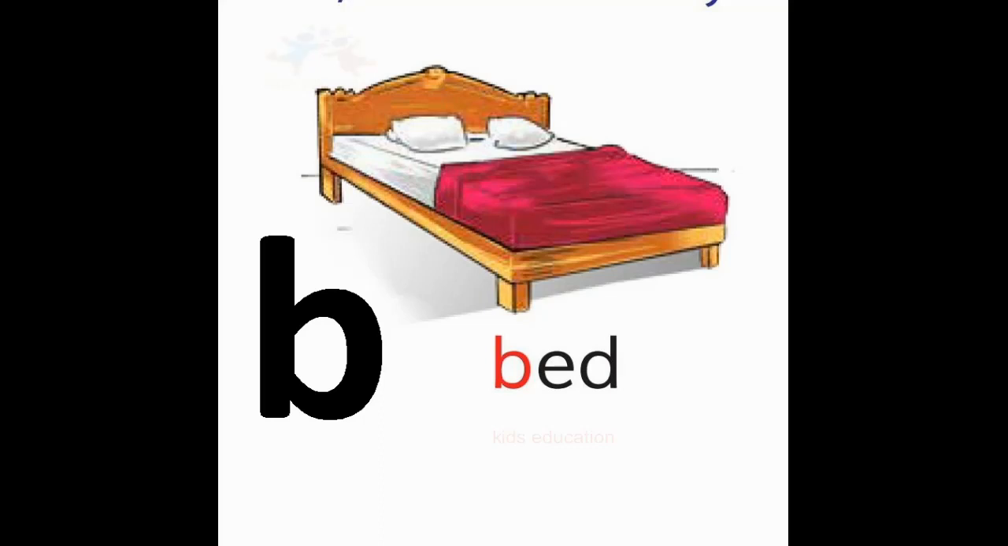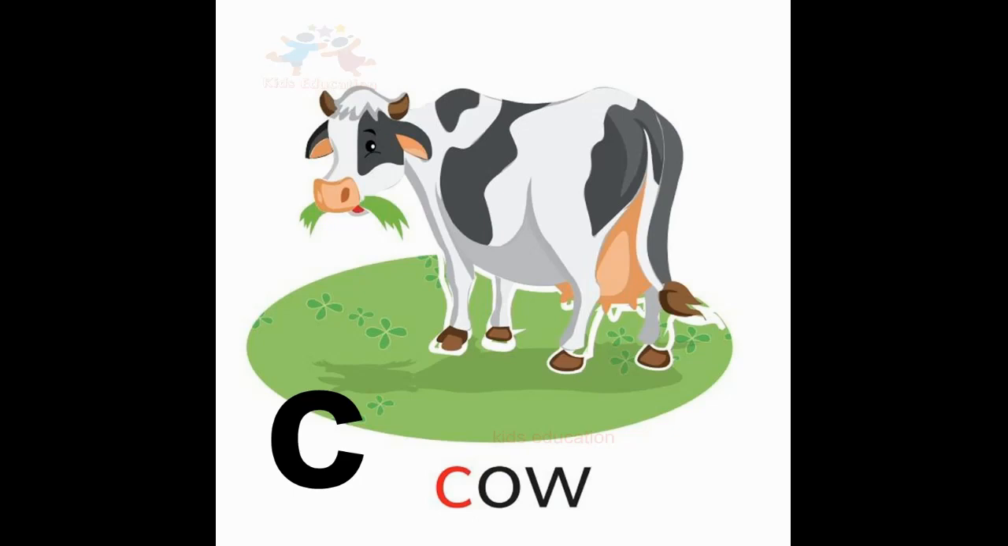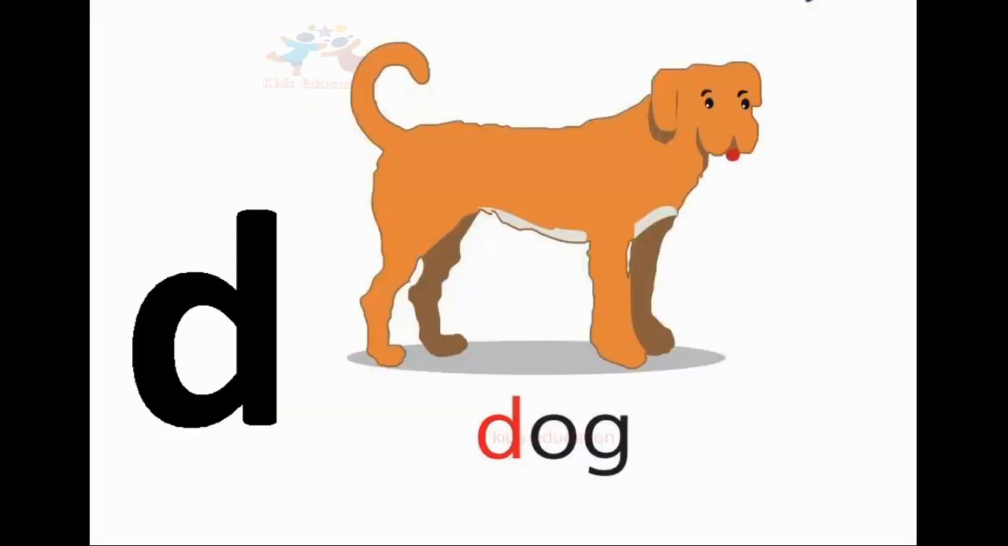Bed meaning bistar. C for cup, cup meaning cup. C for cow, cow meaning gaye. D for dog, dog meaning kutta.